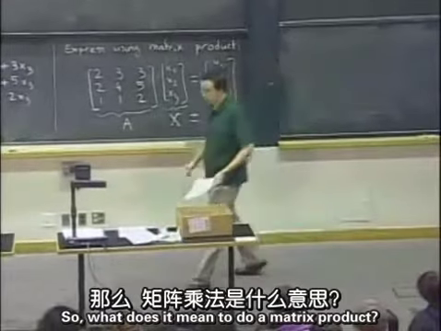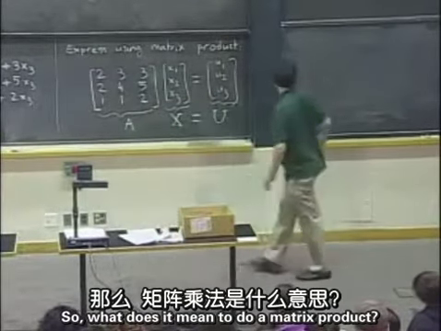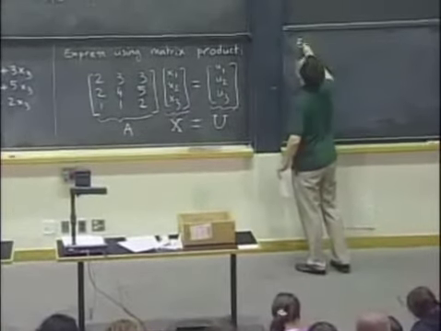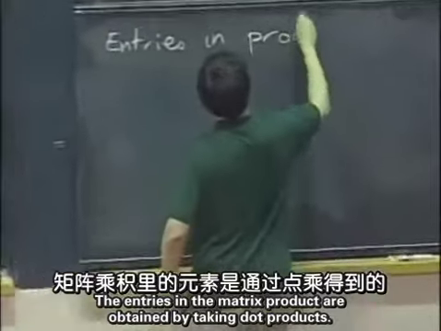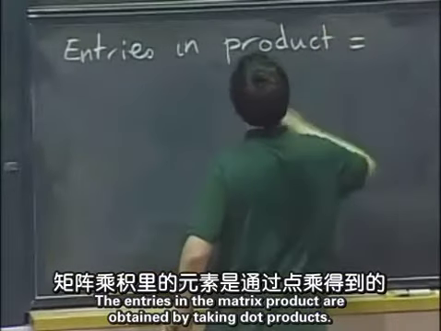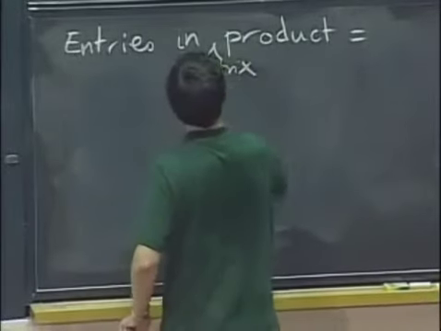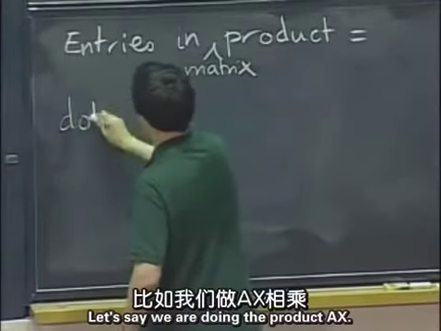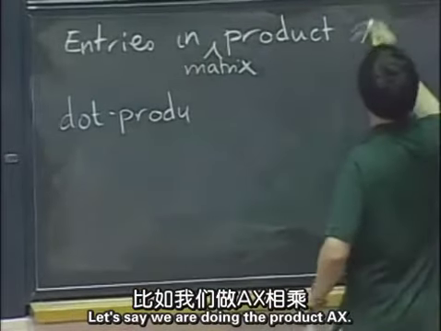So what does it mean to do a matrix product? So the entries in the matrix product are obtained by doing the dot product. So let's say we're doing the product AX.